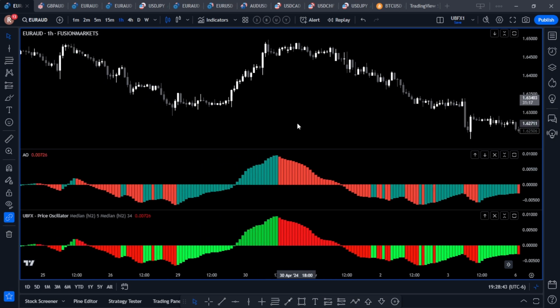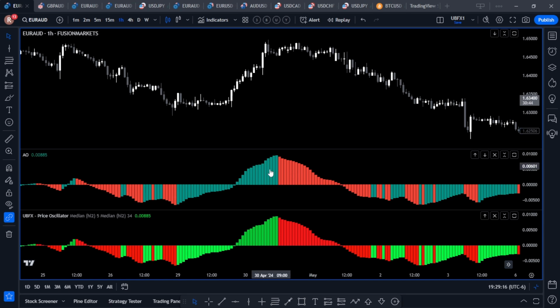Now, the way it's designed is if these bars end up moving up, or the bar price is higher than the previous bar, it'll be a color. And in this case, it's green. And if the bar is lower than the previous bar, it'll be a different color. It'll be red. Now, the way the Awesome Oscillator is supposed to work is you get a trend.